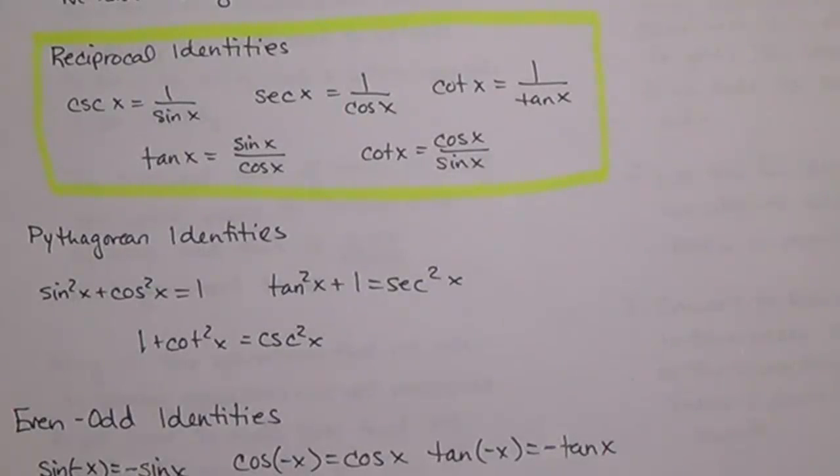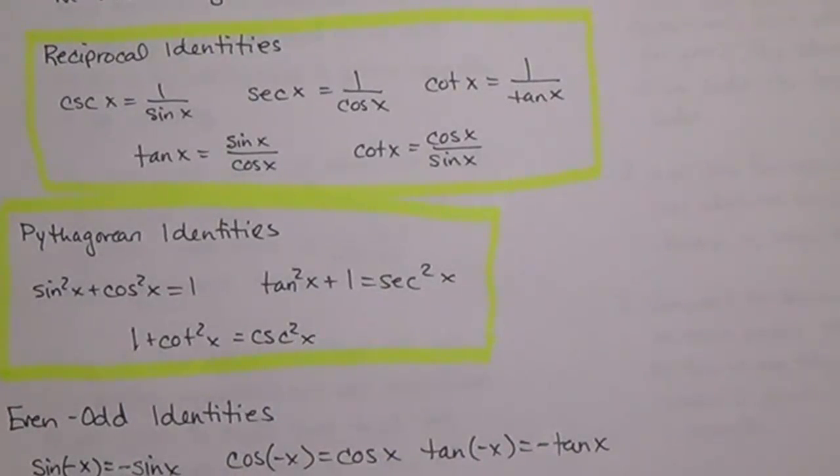So if I divide out by cosine squared, we get tangent squared x plus 1 equals secant squared x. And if we take sine squared plus cosine squared equals 1 and divide out by sine squared, we get 1 plus cotangent squared is equal to cosecant squared.